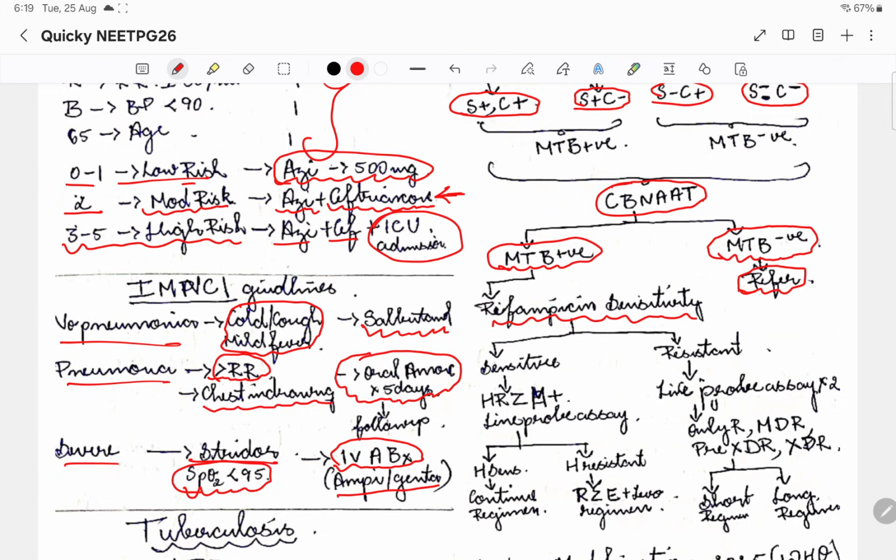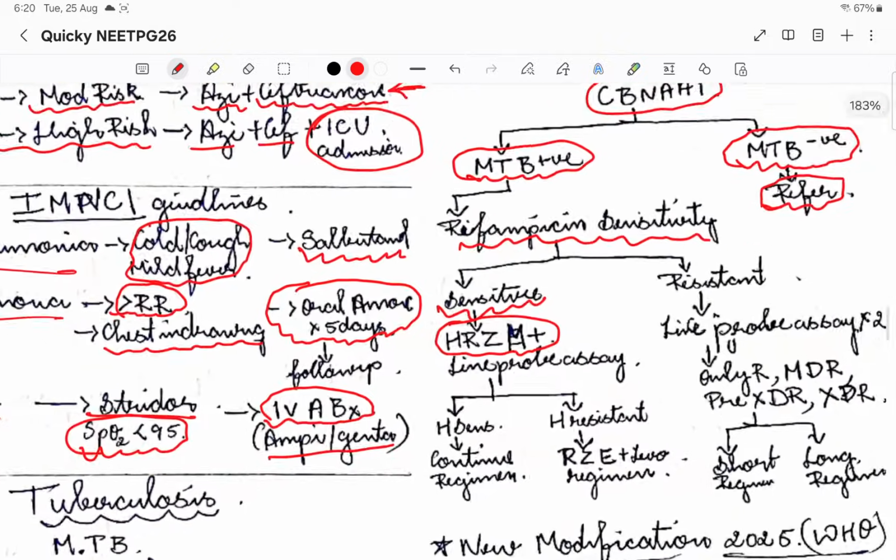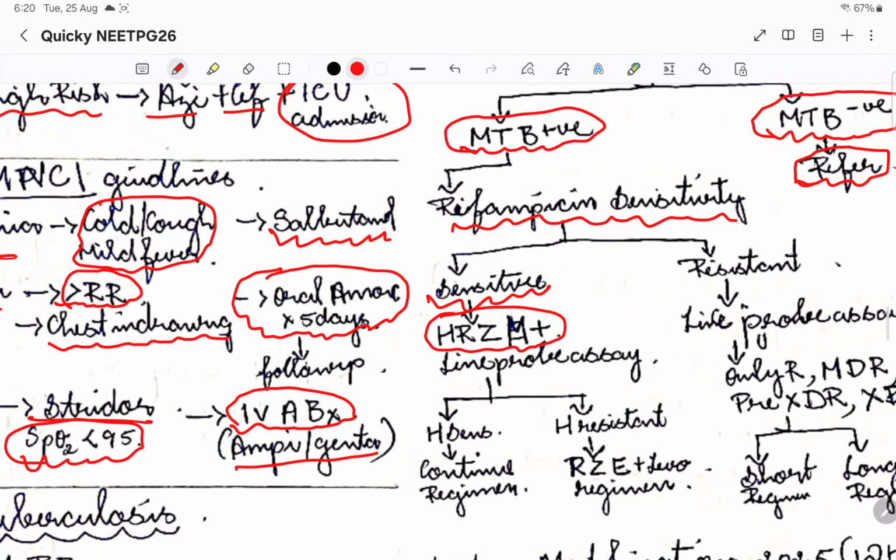Suppose the patient is sensitive, then we'll start the new therapy, that is HRZM. It is not HRZE. Please remember, ethambutol has been removed now. This is the new guideline that came up in 2025. Ethambutol is removed from the WHO guidelines with respect to the treatment of TB. The E has been removed. This is the WHO protocol that we are following. So HRZM, where M is moxifloxacin, which is being added. So HRZM will start. Then we'll send the patient's sample for line probe assay.